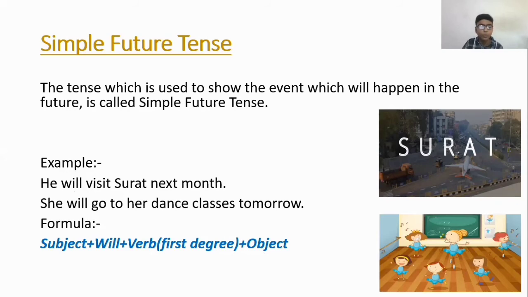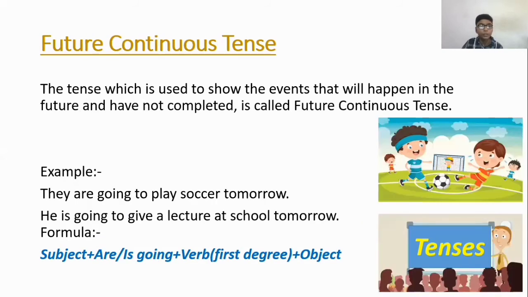Now let's move on. Future continuous tense. The tense which is used to show the event that will happen in the future and has not been completed yet is called future continuous tense. Now this is a complete prediction that any event which is going to happen in the future, and in the future also at some time it won't be completed. So in that case we are using future continuous tense.